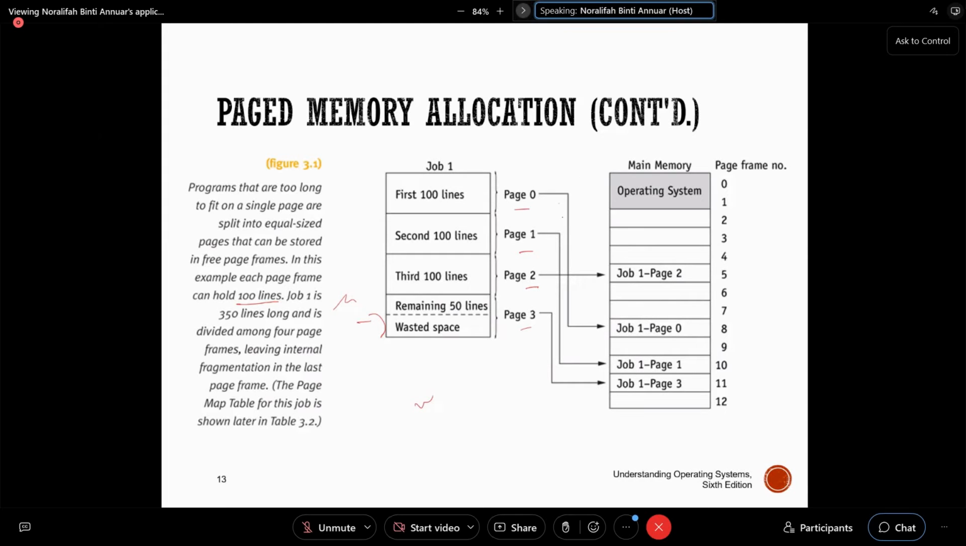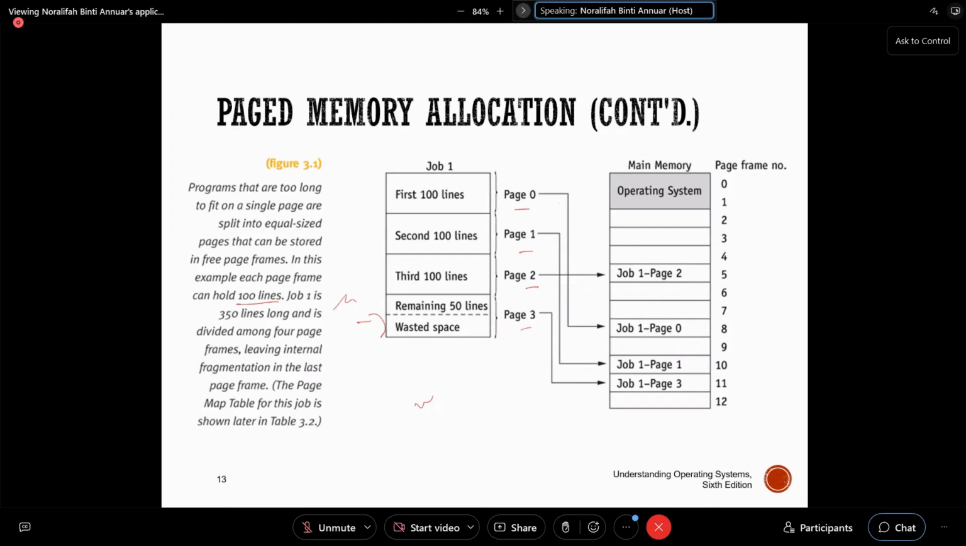So it can be loaded into the page frames anywhere within the RAM. Tak kisah kat mana-mana. Dia tak payah side by side. Before, what we have learned is it must be entirely one block. Now it can be anywhere as long as it's vacant. Tapi dia kena semua, 4 page kena masuk semua. Tak boleh tinggal. Itu dia punya limitation. Another issue is the page table becomes very long.